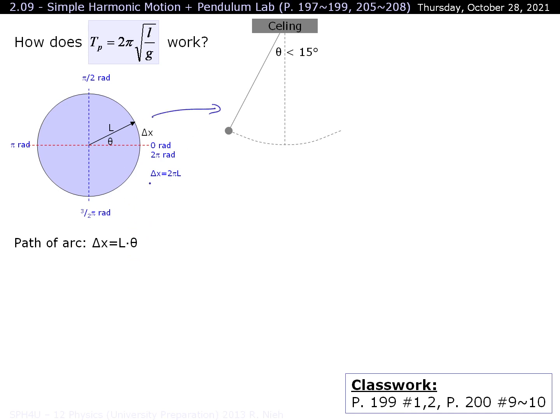We can correlate that with regards to our pendulum as well. This time around, our pendulum length is L. The angles here are the same that we're referring to. And here is our path of arc, delta x.